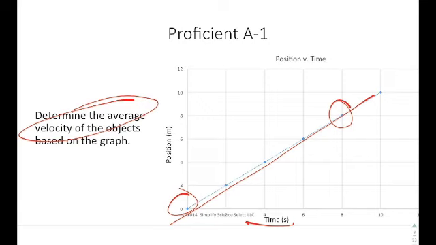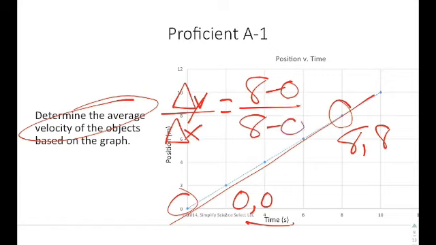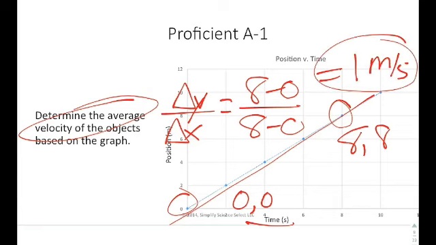So my first point is 0, 0. My second point is 8, 8. In order to find the slope, I have to do the change in y over the change in x. When I do that, the change in y in this case would be 8 minus 0. The change in time, or the change in x, would be 8 minus 0. 8 divided by 8 would give me 1 meter per second. So the slope is 1 and the average velocity is 1.